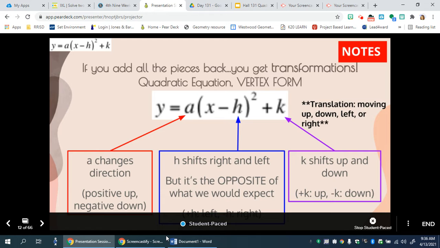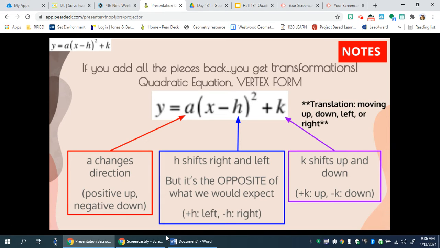So A changes the direction. It's either facing up if it's positive or down if it's negative. H shifts the parabola left or right. If it's positive, then it's going to the left, and if it's negative, it's going to the right. A little bit counterintuitive. It's the opposite of what you would think. And then K shifts the parabola up or down. If K is positive, it goes up. If K is negative, it goes down.